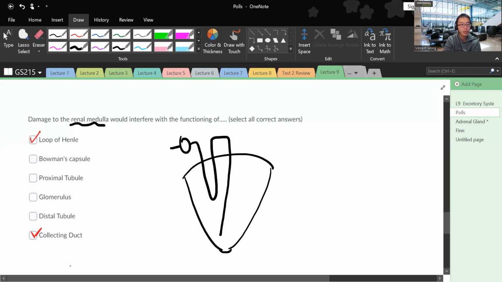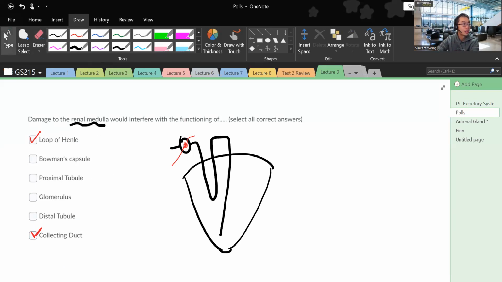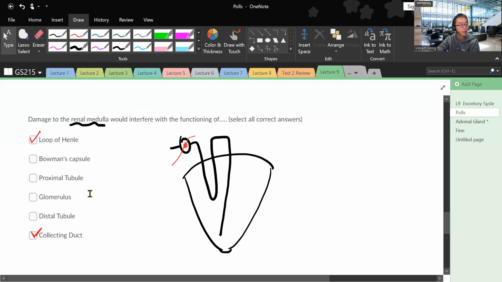Okay, so only two things, right? Loop of Henle and collecting duct. Because all these things, as you can see in the picture, Bowman's capsule, proximal tubule, distal tubule, glomerulus, they are all in the cortex, right? They're not in the medulla. So they will not be affected. Just the first one and the last one. Okay.